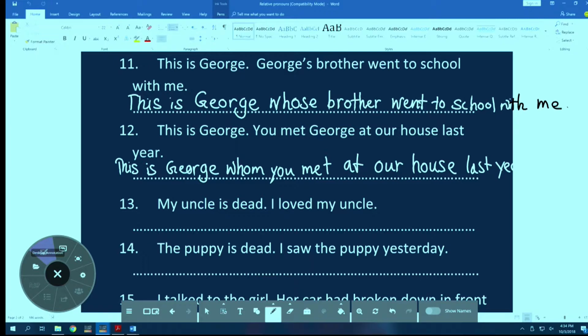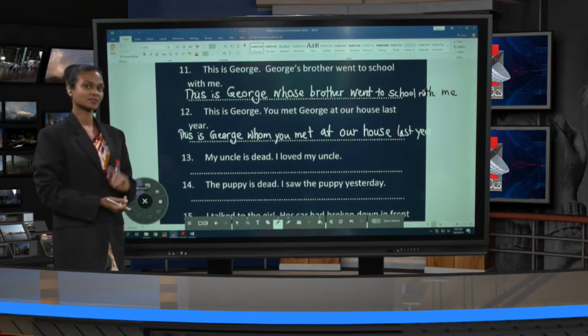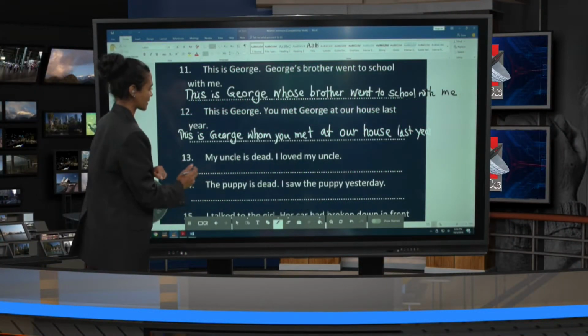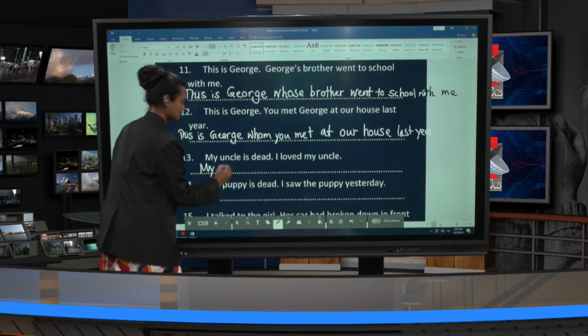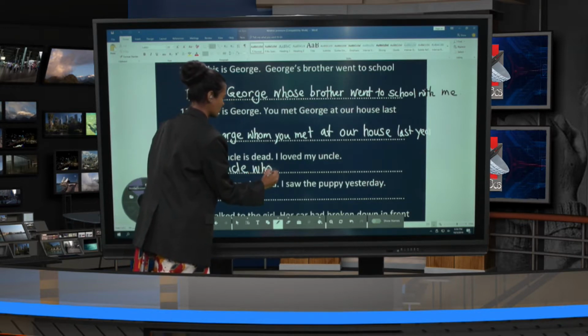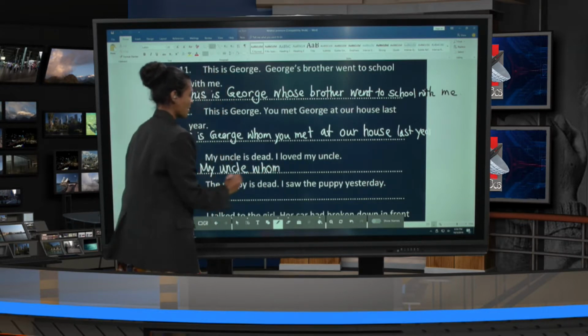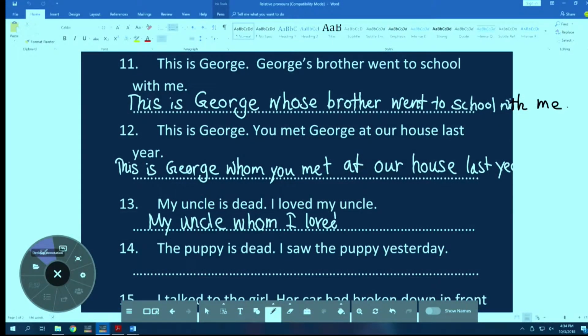Then 13th, my uncle is dead. I loved my uncle. The same as before. කලින් එක වගේමයි. ඒක ලේසි. My uncle, yes, whom I loved. Object form. Whom I loved is dead.